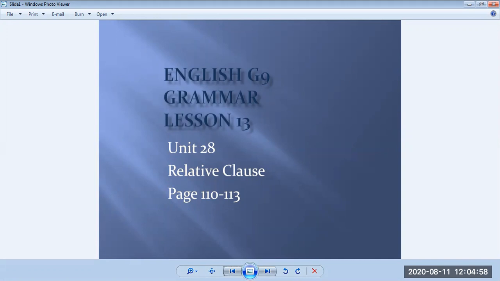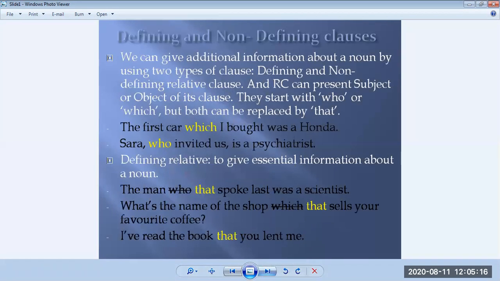Okay, let's start the lesson. So today's lesson is a grammar lesson, unit 28, the last lesson of the grammar lesson. We're going to work on pages 110 to 113. As usual, I'm going to give the grammatical theoretical part, and we're going to work on exercises, and then that will be it. Okay, let's start the lesson.